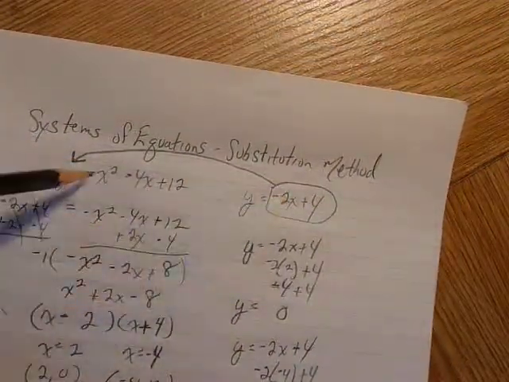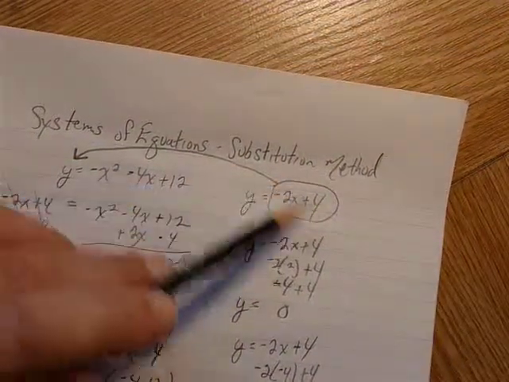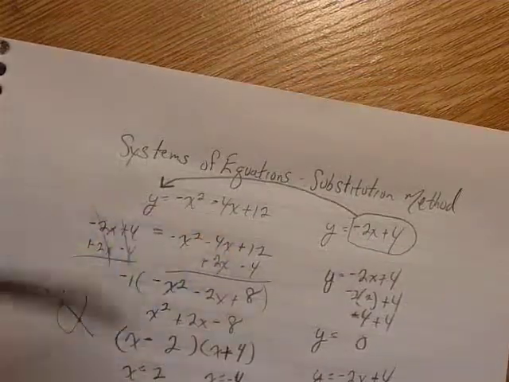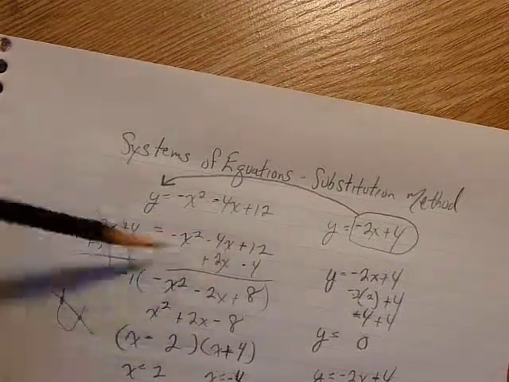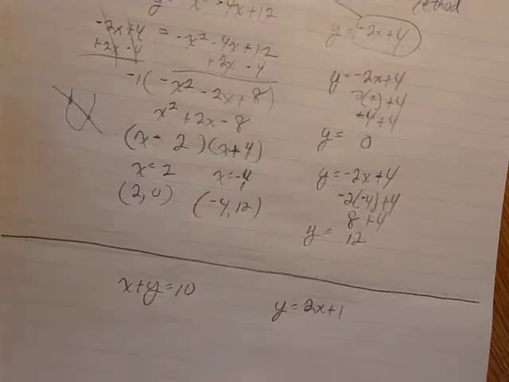So that's how the substitution method works best with this, where you have y equals something and y equals something. You set them equal to each other. The y has eliminated, and solve for your one unknown, your x.